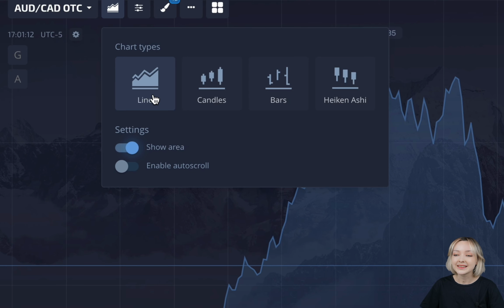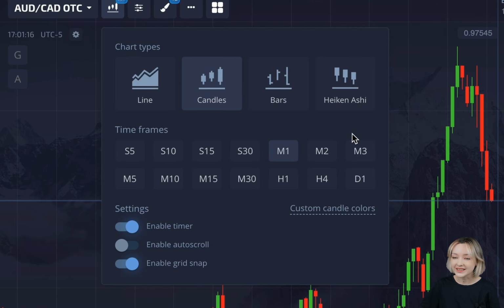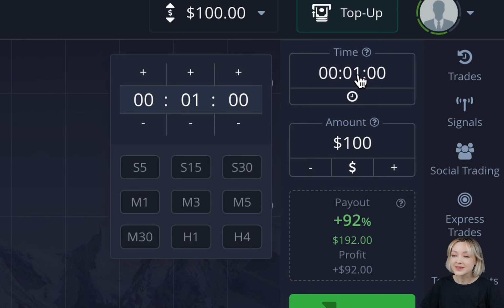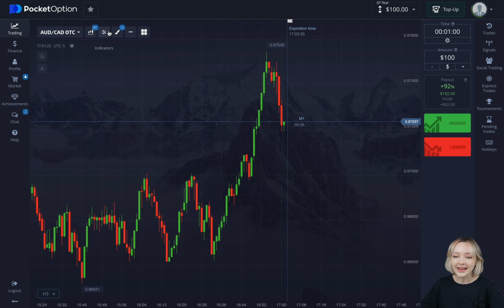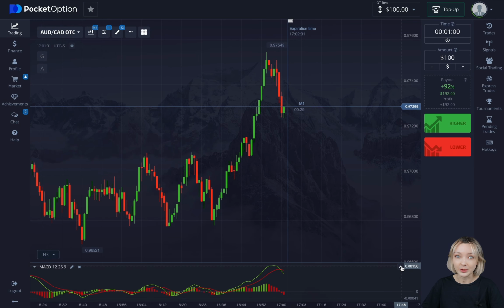Then we're switching the linear chart type to candles. That's very important. We're setting the time frame to M1 along with the deal's expiration time, M1 just as well. Now we gotta add the indicator. In the top left corner, we're clicking the MACD indicator, and now let's set it real quick.